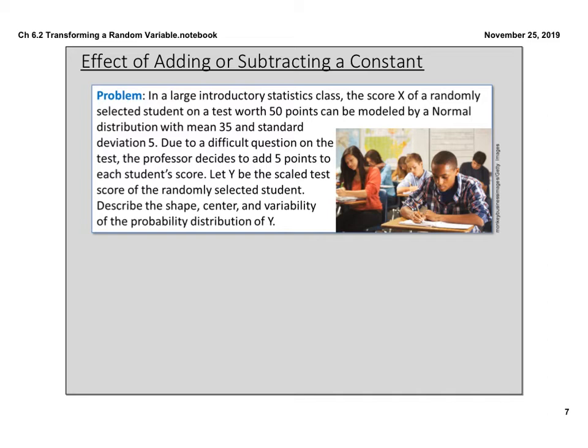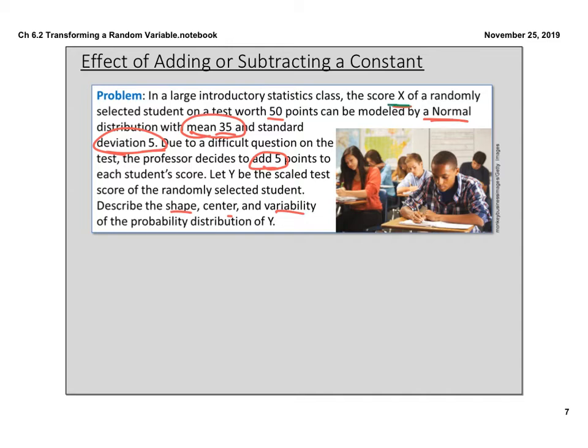Now let's take a look at another example. It says, in a large introductory statistics class, the score X of a randomly selected student on a test worth 50 points can be modeled by a normal distribution with a mean of 35 and a standard deviation of 5. Due to a difficult question on the test, the professor decides to add 5 points to each student's score. Let Y be the scaled test score of the randomly selected student. Describe the shape, center, and variability of the probability distribution of Y. Okay, so the mean right now is 35. The standard deviation right now is 5. So let's write those down.